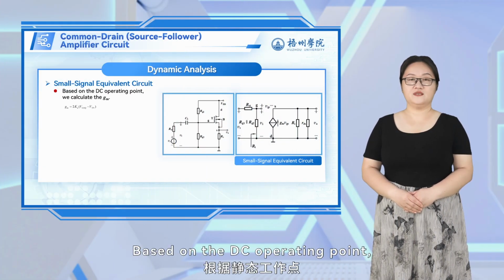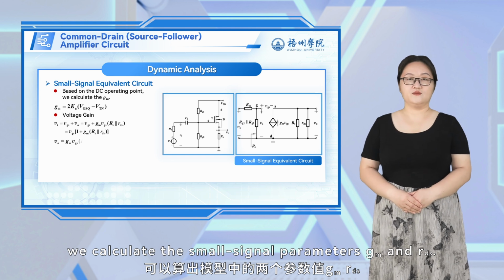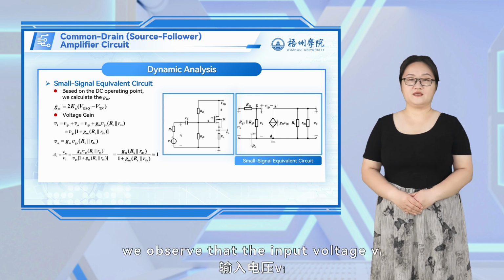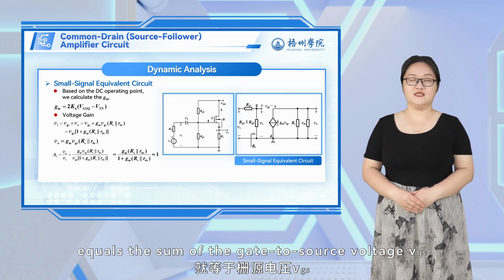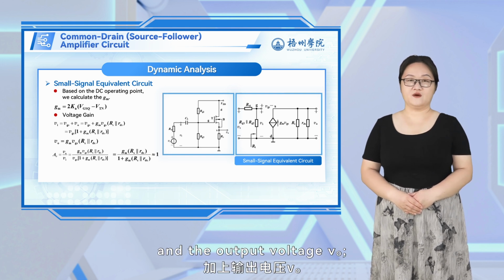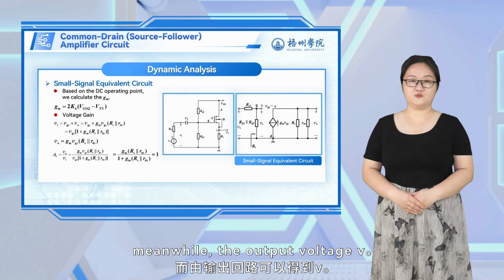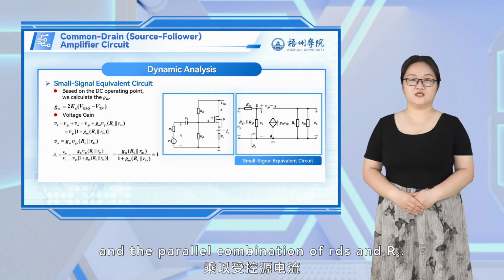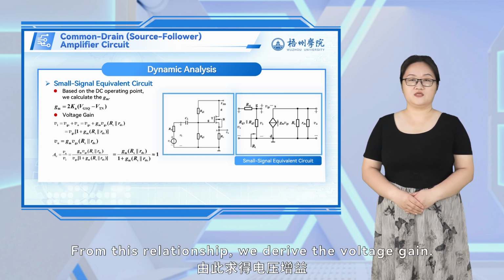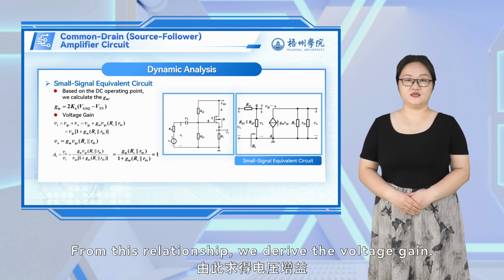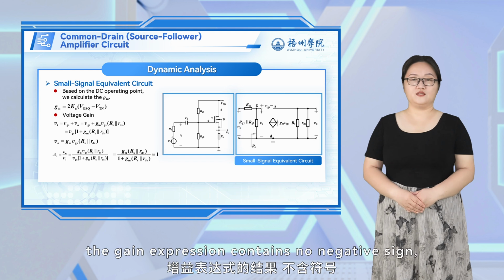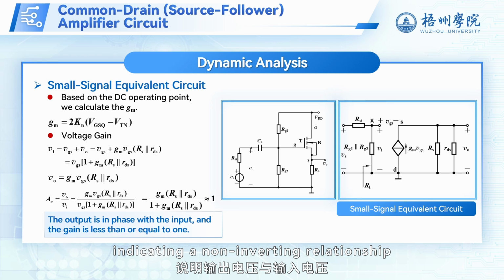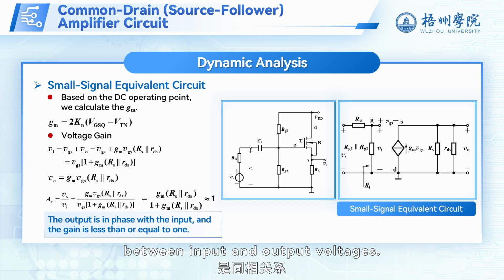Based on the DC operating point, we calculate the small signal parameters G sub m and R sub ds. From the equivalent circuit, we observe that the input voltage V sub I equals the sum of the gate-to-source voltage V sub gs and the output voltage V sub O. Meanwhile, the output voltage V sub O equals the product of the controlled source current and the parallel combination of R sub ds and R sub s. From this relationship, we derive the voltage gain. Unlike the common source amplifier, the gain expression contains no negative sign, indicating a non-inverting relationship between input and output voltages.